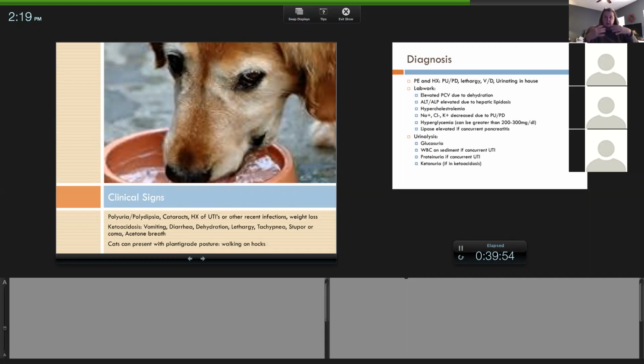but definitely I've had a few patients where I'm like, yep, I can smell that acetone smell. And cats, interestingly enough, can present with what's called plantigrade posture. Instead of walking on just their paw pads, they'll bend their feet back and walk on the flat part of their hock. They're actually walking in an interesting position.